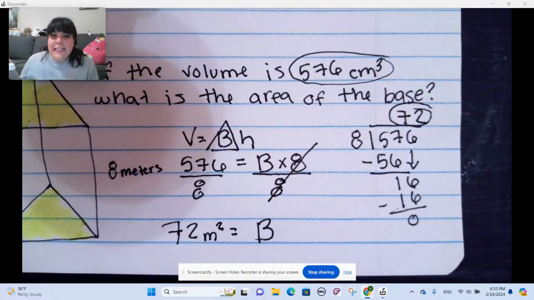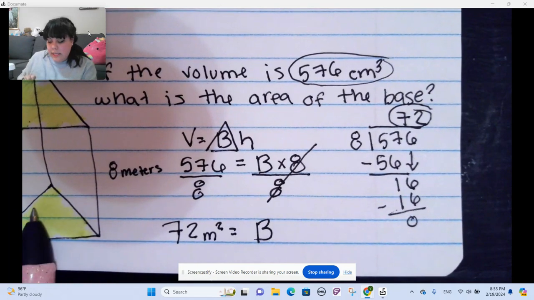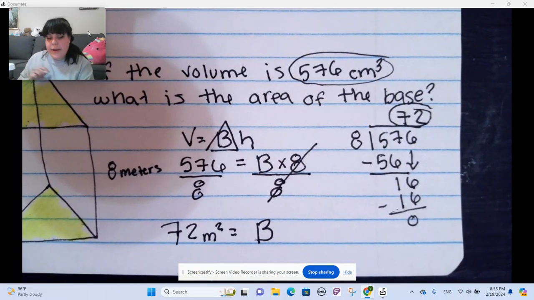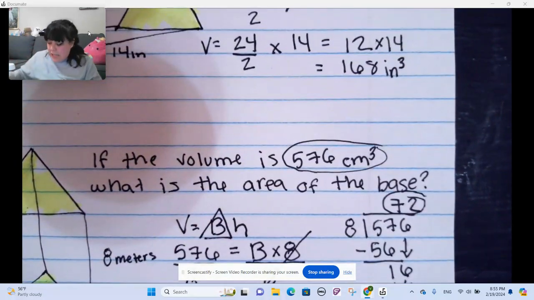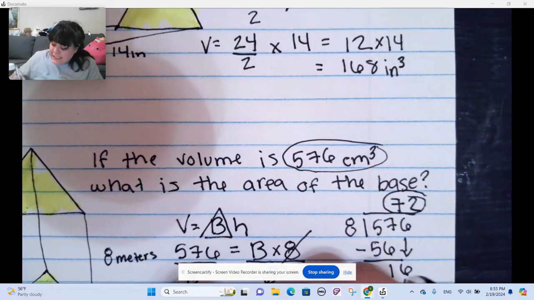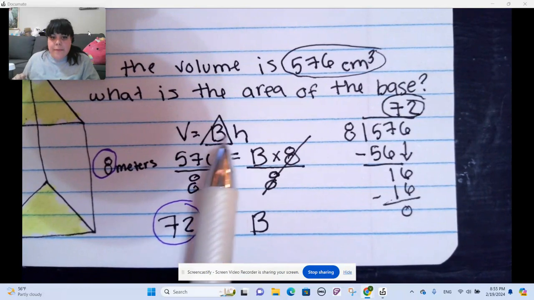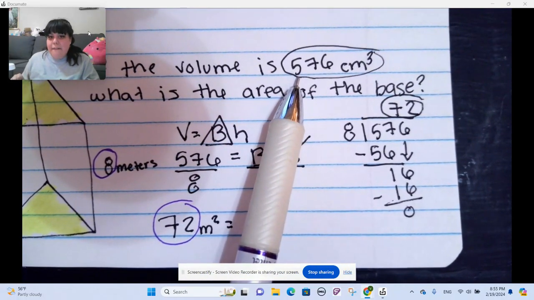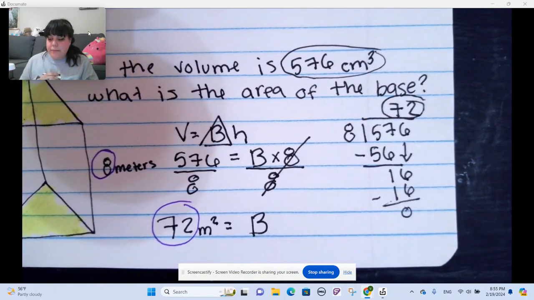So why is it squared instead of cubed? Well, because we're just looking for the area. Remember, area is squared, volume is cubed. So the area of this triangle is 72 meters squared. So if we wanted to check that, this is what we would actually do. We would take this 72 and this 8 and plug those into our formula here, and we should get 576 for our volume if you wanted to make sure that your answer was right.